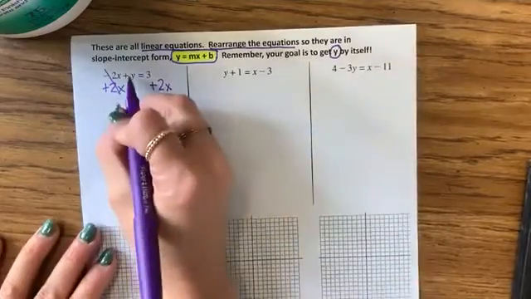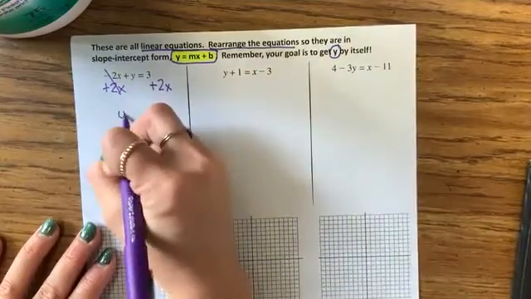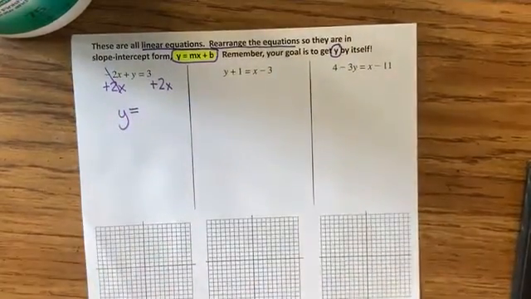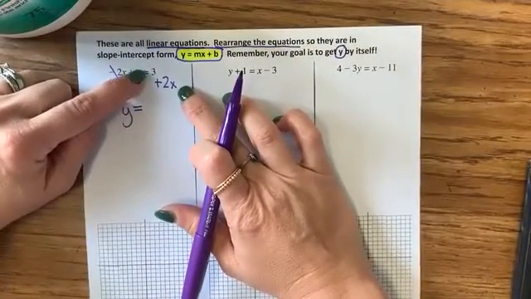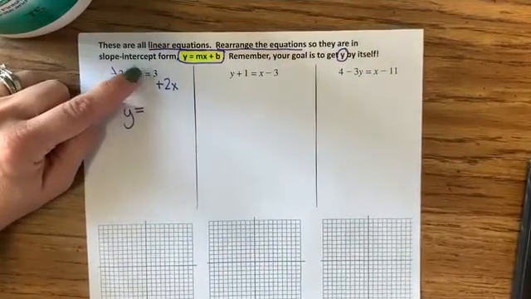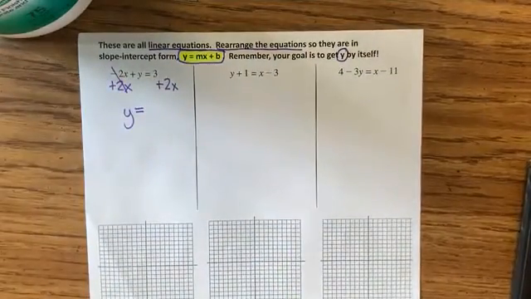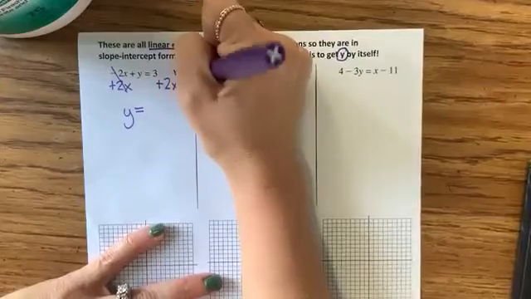So now on my left side, the only thing I have, since I got rid of the negative 2x, is y. I want to see y equals. Now you don't tell me 3 plus 2x is 5x. The 3 doesn't have x's. You can't combine these together. They just stay separate, because they're not like terms.